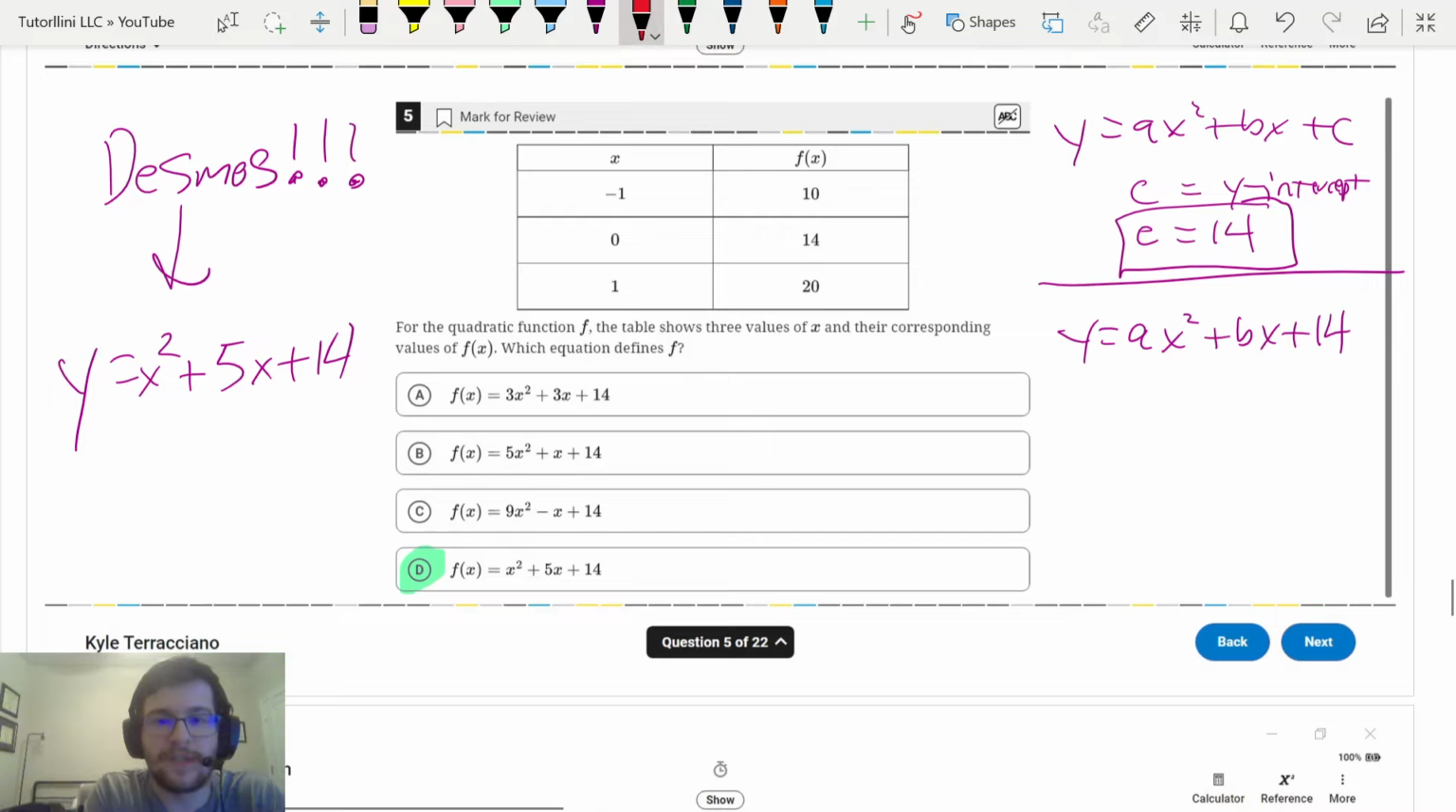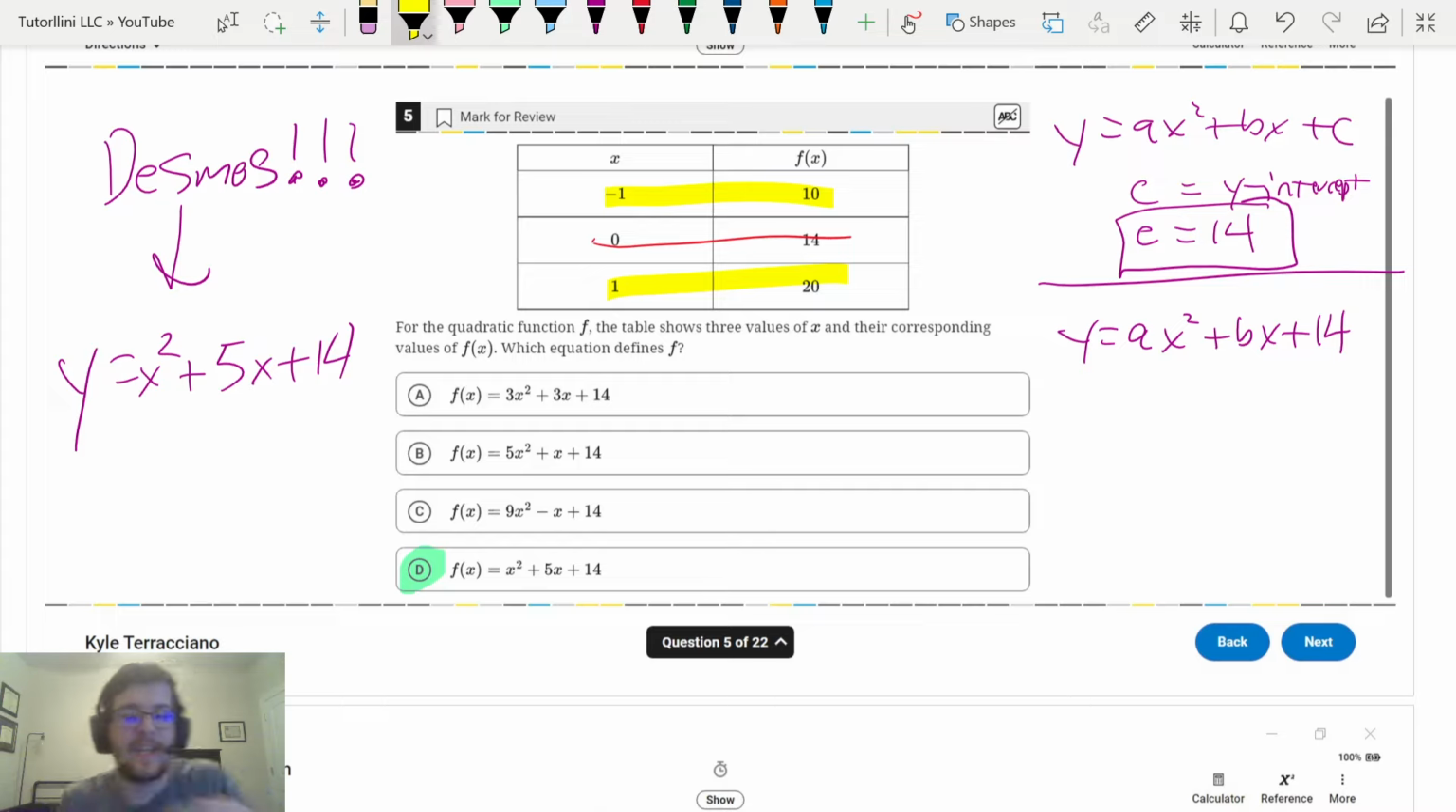Now, you already used this point. So now you could plug in these other points and get a system of equations in terms of a and b, and you could solve for a and b. Now that's really, really complicated.